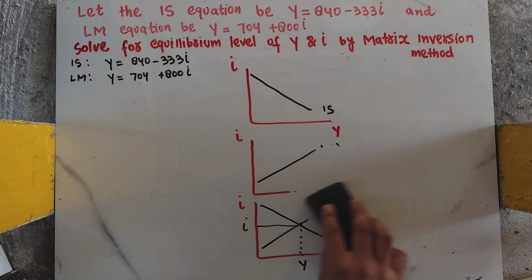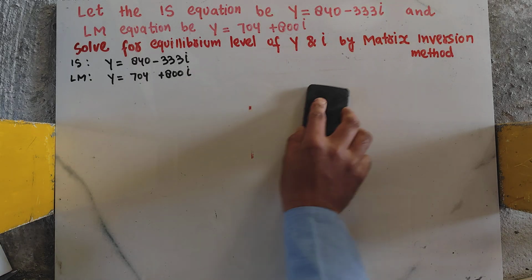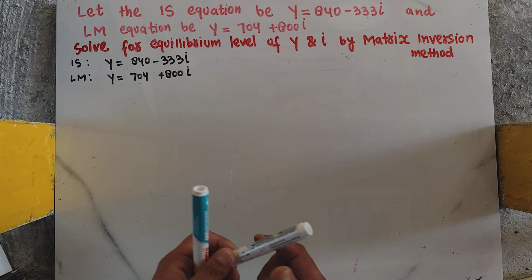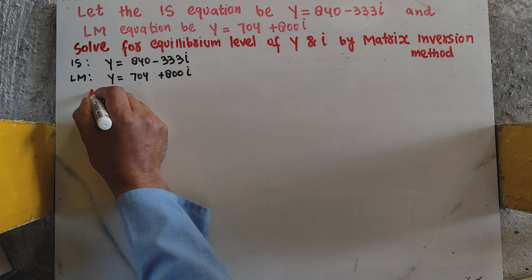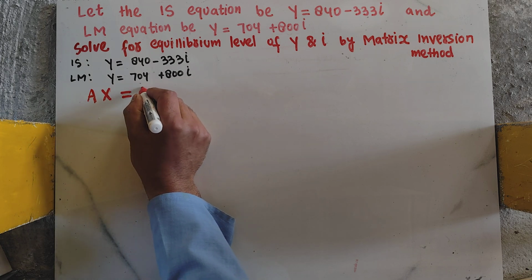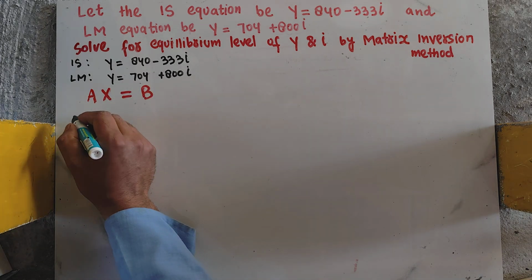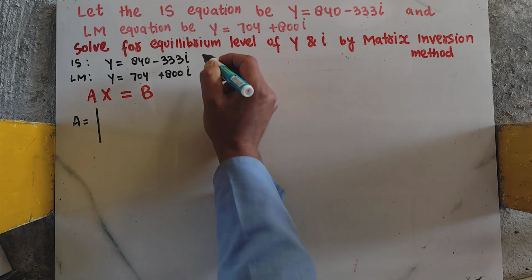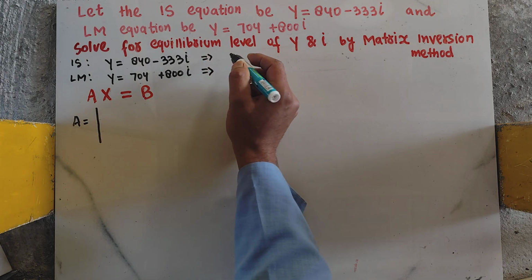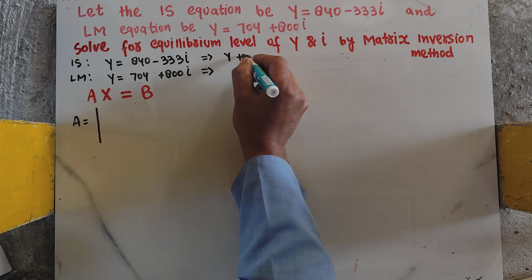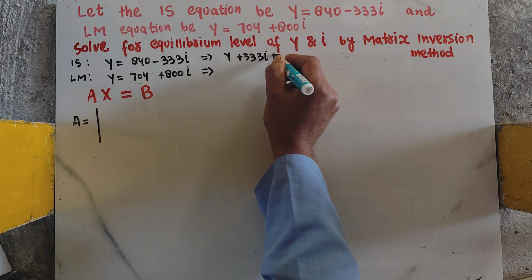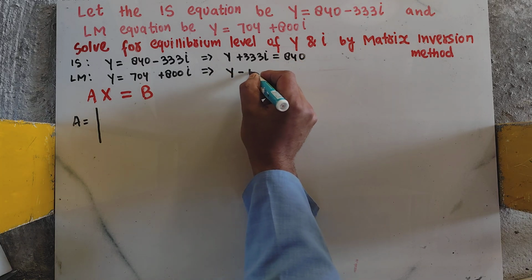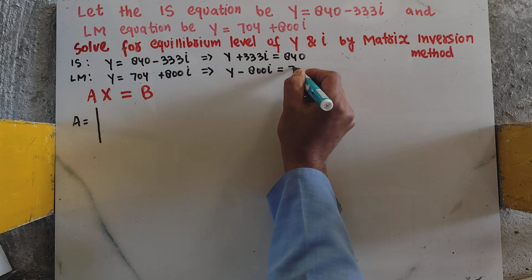Let me rub this out now. Since we have to use the matrix inversion method, we need to write these two equations in matrix form, that is, in the form AX is equal to B, where A is the coefficient of y's and i's. If I rewrite these equations, we can transpose the term to get y plus 333i is equal to 840. And the second equation gives y minus 800i is equal to 704.